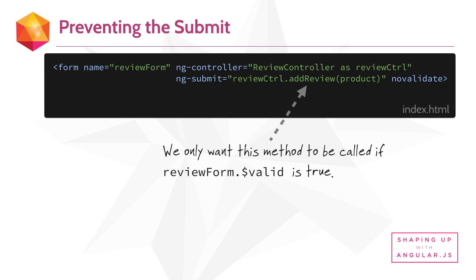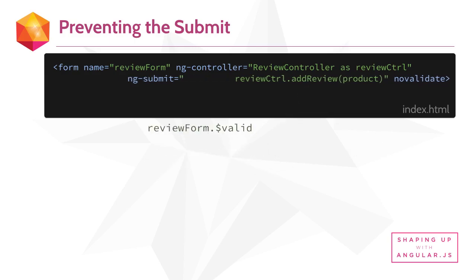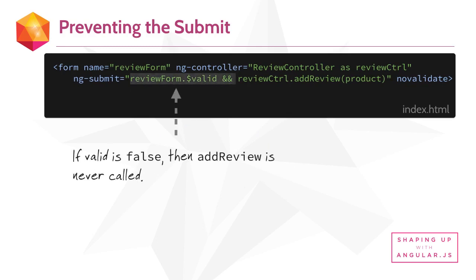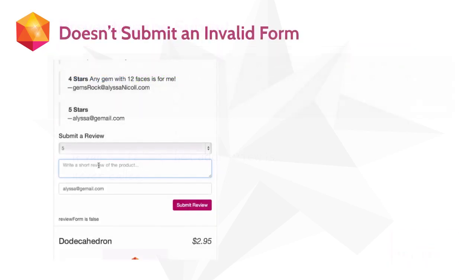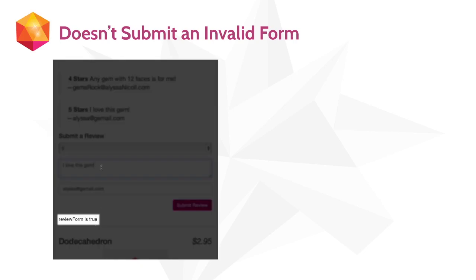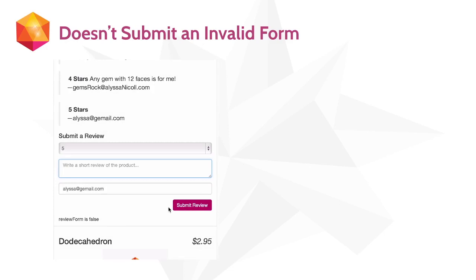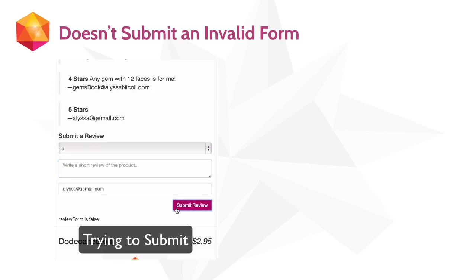So using our knowledge of the reviewForm valid property, we can put that inside ngSubmit. So when this form is submitted, if valid is false, then addReview will never get called. Only if valid is true will the second part of the expression be evaluated and addReview get called. Now, if we have an invalid form and we attempt to submit it, nothing happens.